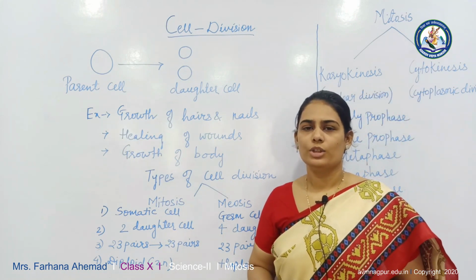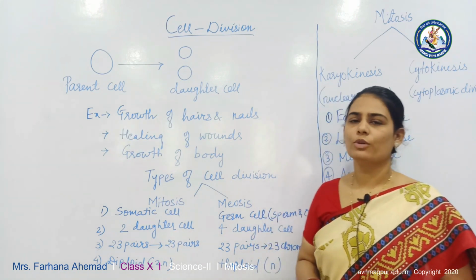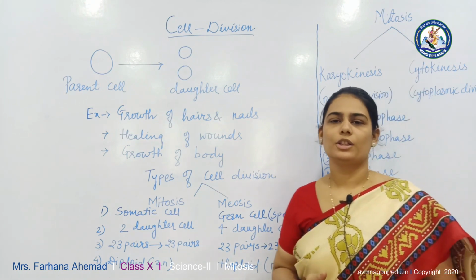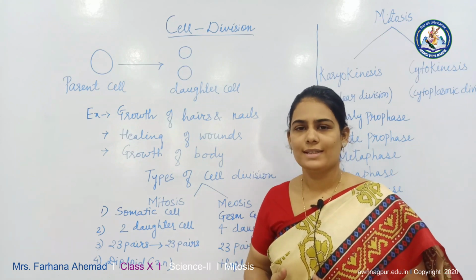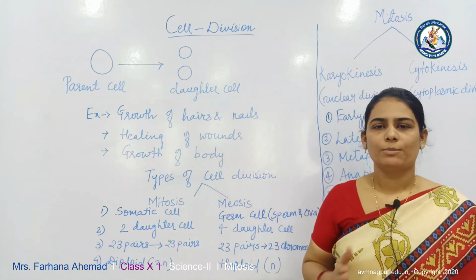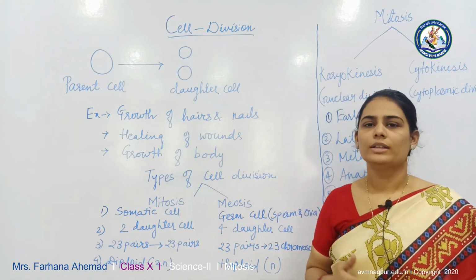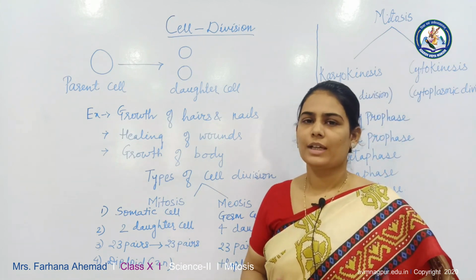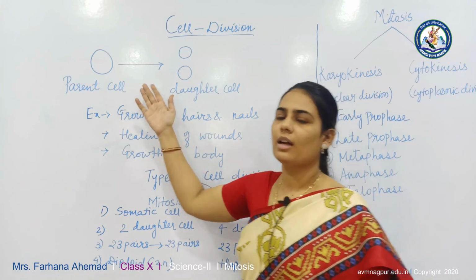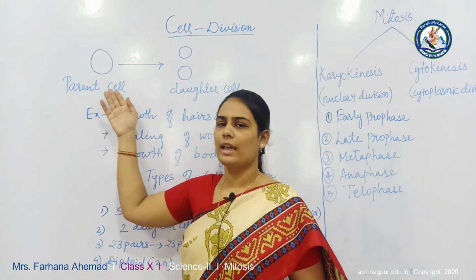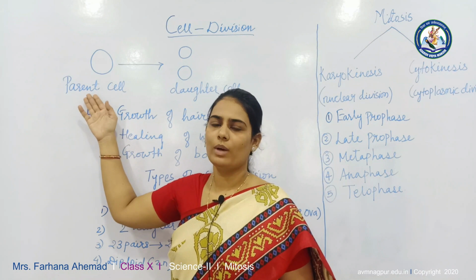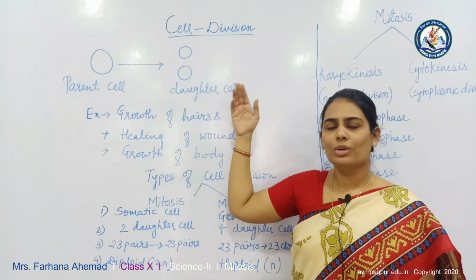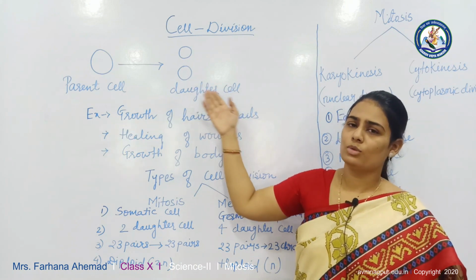Today we are going to learn about cell division. But before going into detail, let's have a quick introduction. Now what is cell division? Cell division is a process where a cell divides and forms two cells of the same type. A parent cell, any cell of the body, divides and forms two daughter cells of the same type, or more than two daughter cells of the same type. This is called cell division.